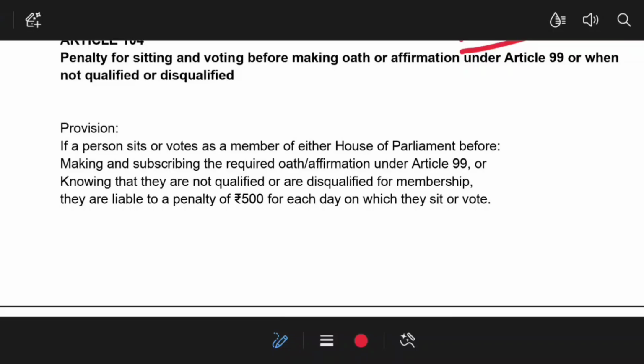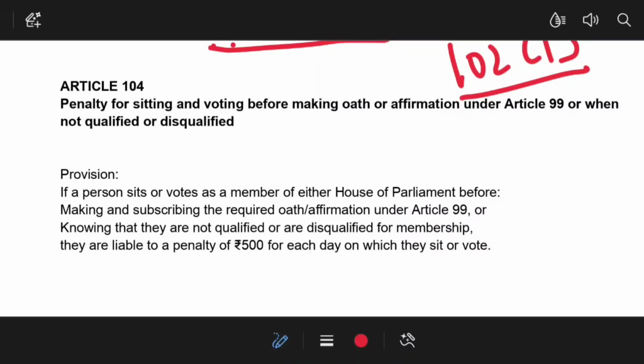That member will be penalized 500 rupees per day, and I am going to discuss it. So if a member sits in the parliament without subscribing the oath and takes part in the proceeding of the parliament, then what will happen? That penalty will be imposed on that member.